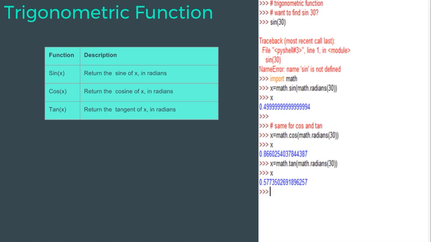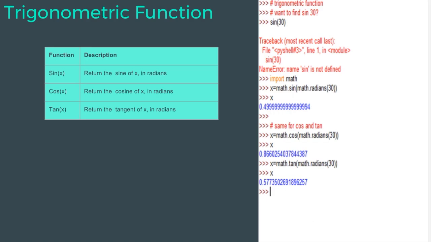The same way, for cos 30 and tan 30, you can find x is equal to math.cos in small brackets math.radians of 30. You can find cos 30, and for tan 30 you have to write x is equal to math.tan in small brackets math.radians of 30. You can find tan 30.